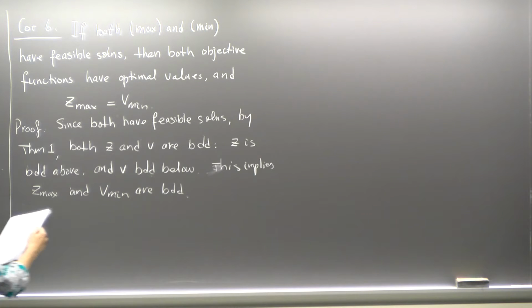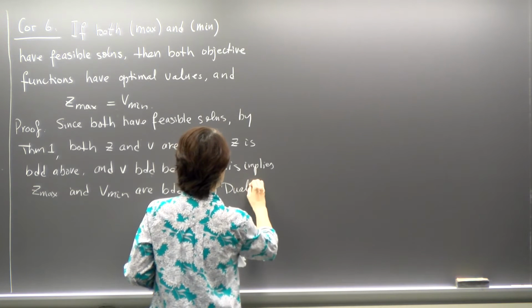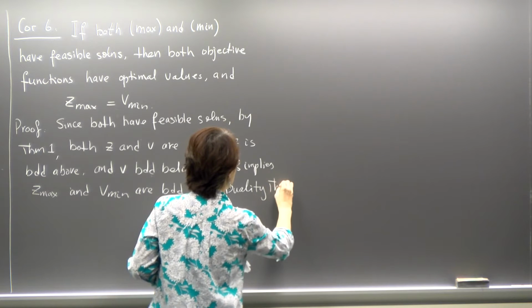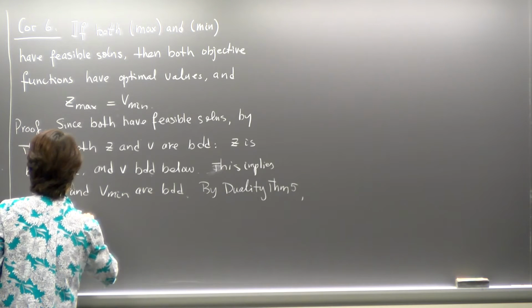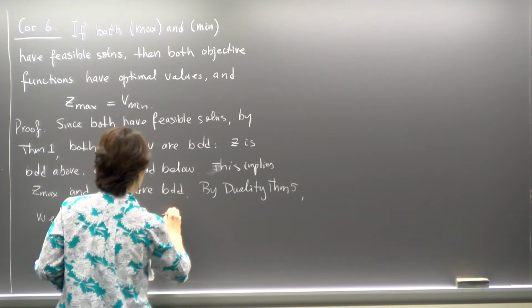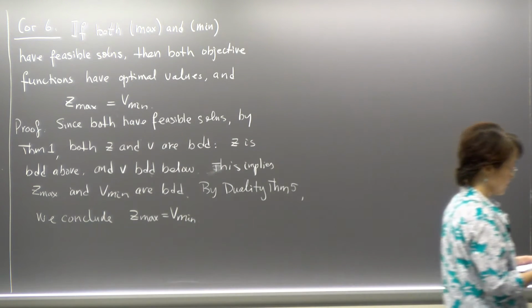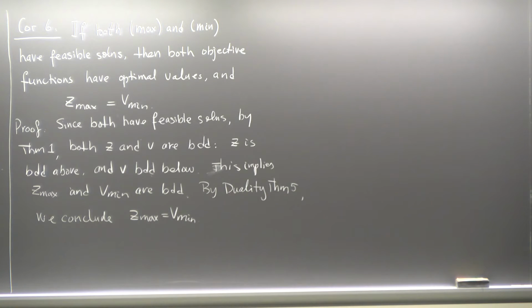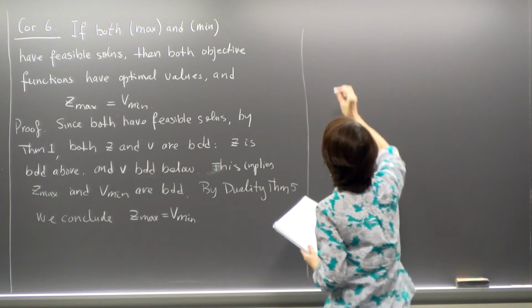Okay? So let me just write. Then by the duality theorem 5, we conclude z max equals v. And that's it. Is that okay? Do we see? It's a very short argument. Is that right? Just use whatever you have already established.